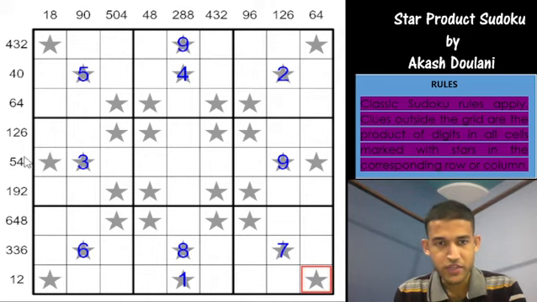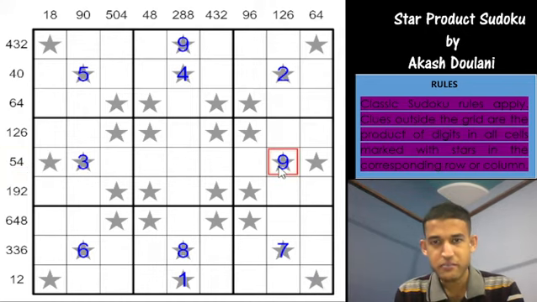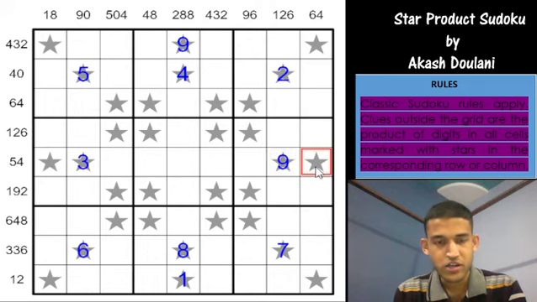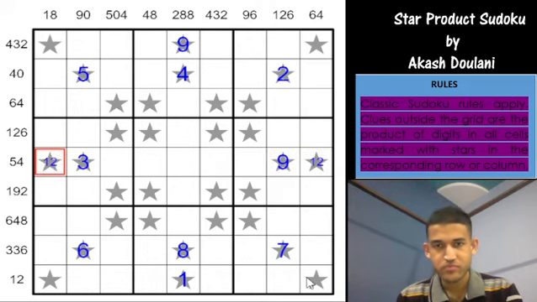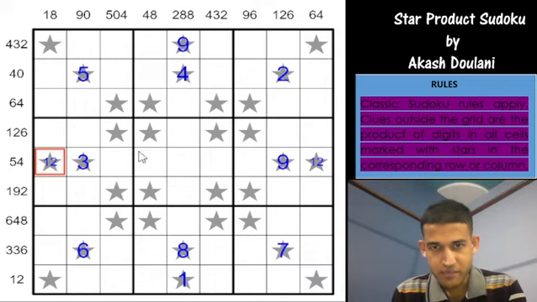Okay, we can make use of the 54 clue. 3 multiplied by 9 is 27, so we need 2 more, which can be only 1 and 2. 1 2 1 2. Now we have written pencil marks here and here. Let's look at these in depth, because we don't have any other pencil marks to work out.